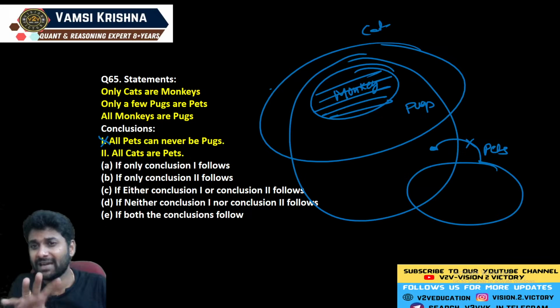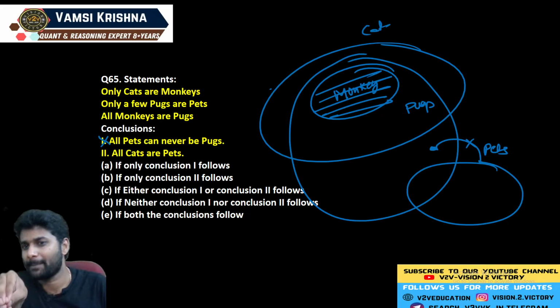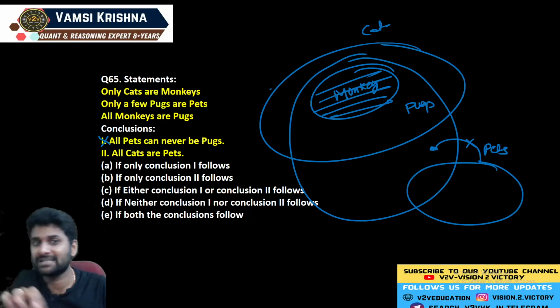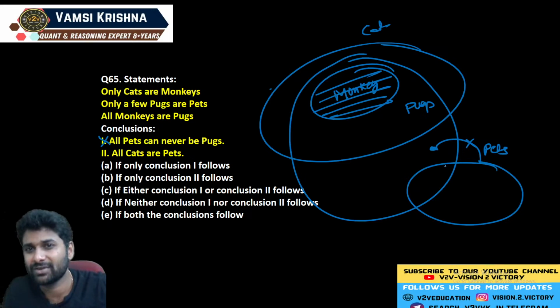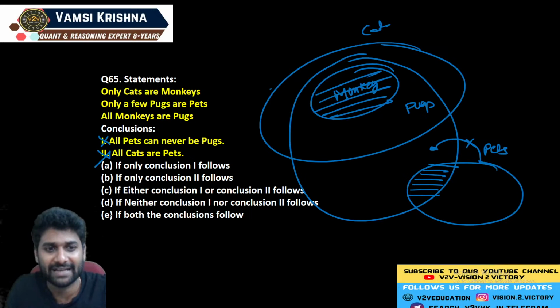Why? Because we can't place all pugs into the pets, but we can place all pets into the pugs. We can place some pets into the pugs. But they clearly mention 'can never'. There is no chance, but here it is possible. That's it, invalid. All cats are pets. Guys, all cats are pets. So cat and pet, we have no intersection in the diagram. So it is also invalid. Neither nor, guys.